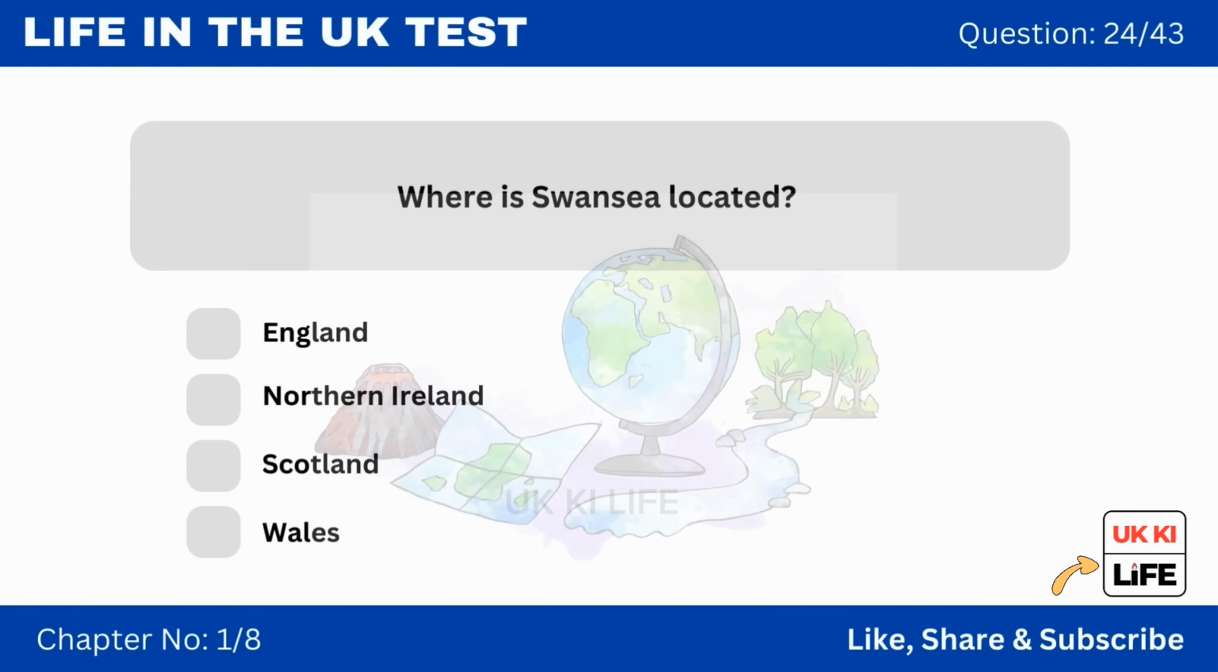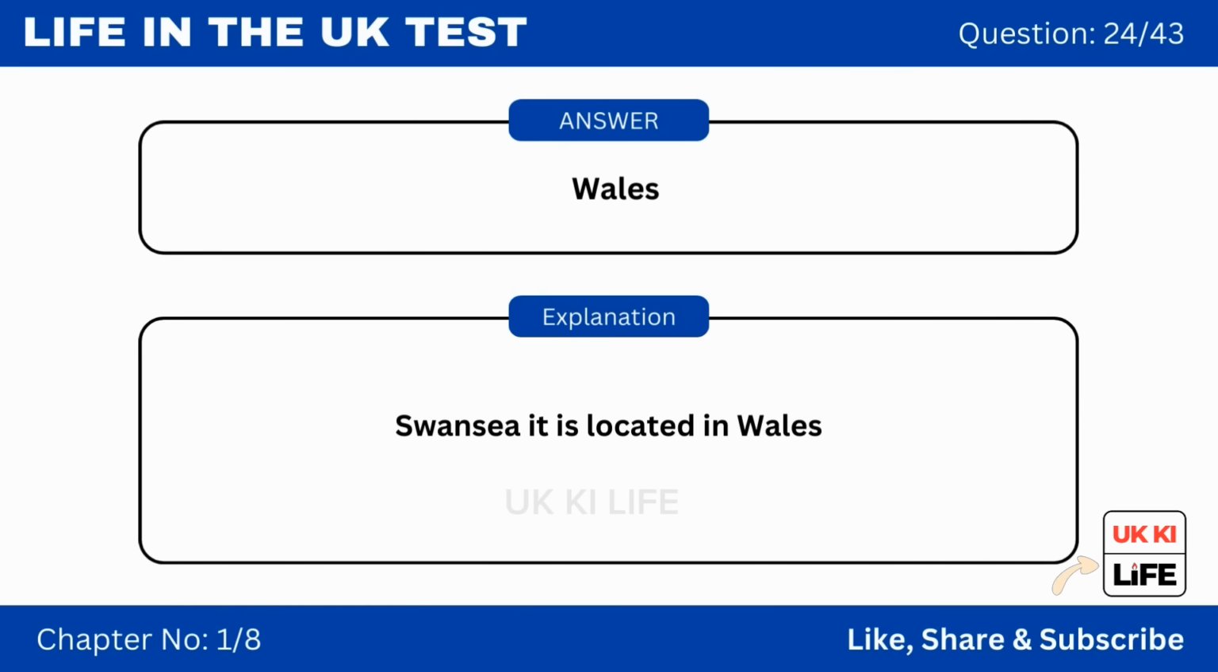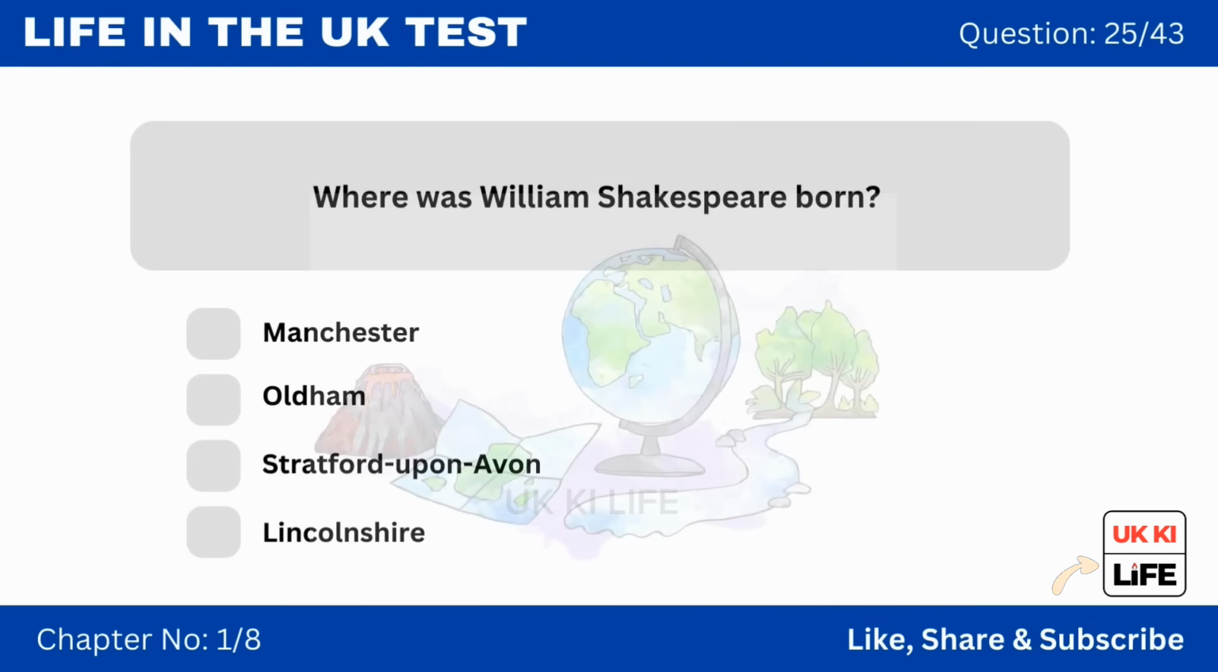The correct option is D. Explanation: Swansea is located in Wales. Question 25. Where was William Shakespeare born? Manchester, Oldham, Stratford-upon-Avon, Lincolnshire.